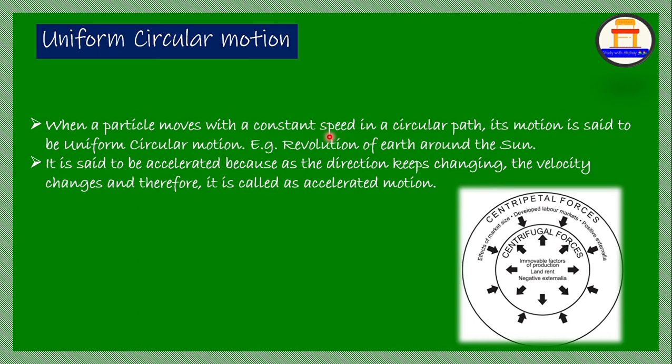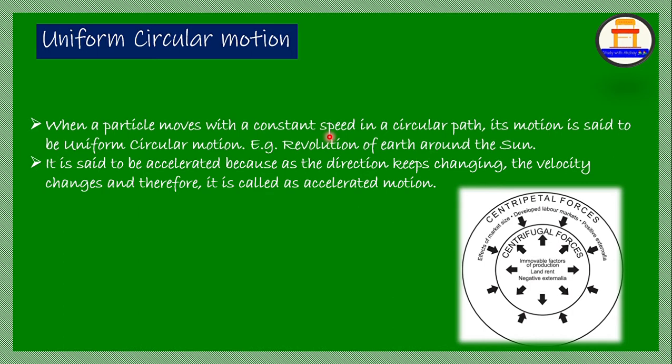The velocity is not perpendicular to the direction. No, the direction is changing, so the velocity is also changing. Therefore, if the velocity changes, acceleration takes place. So it is called accelerated motion. Here also, a give reason question can come. Direction changes, velocity changes, so acceleration occurs, so it is called accelerated motion. You can write it in this way also.